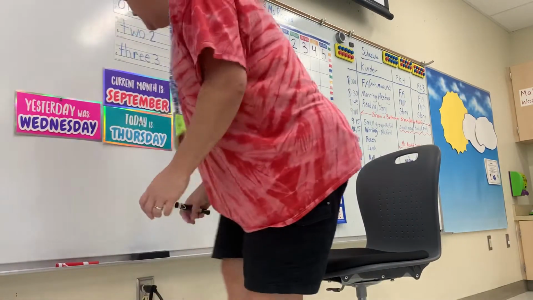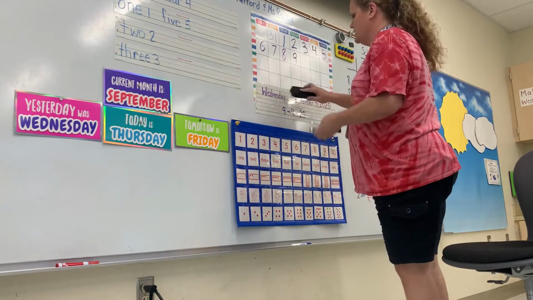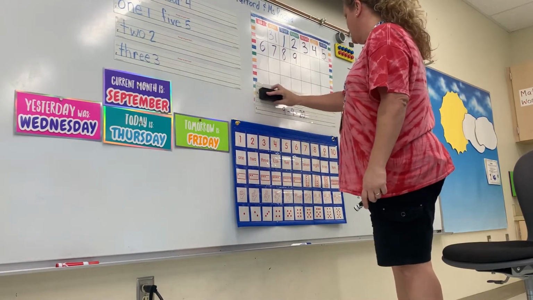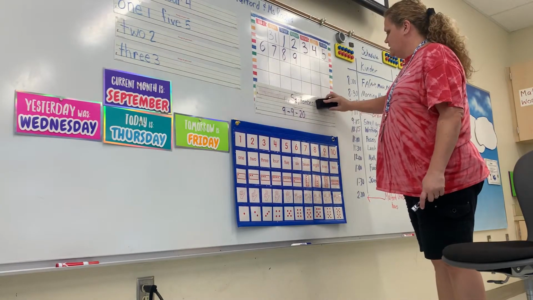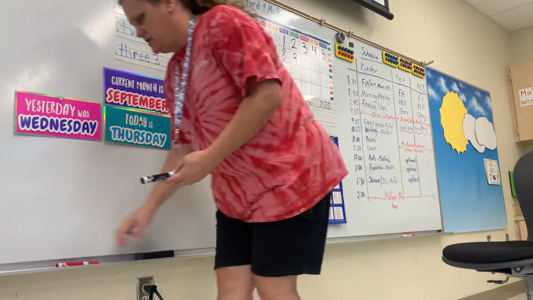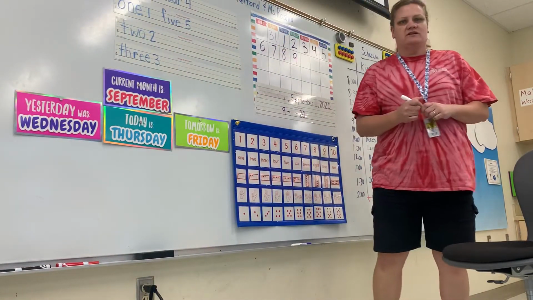So if today is Thursday, we have to update our date. It is no longer Wednesday. All right. It is no longer the 9th because today's a new day, right? So if yesterday was the 9th, what is today's date? What comes after 9?